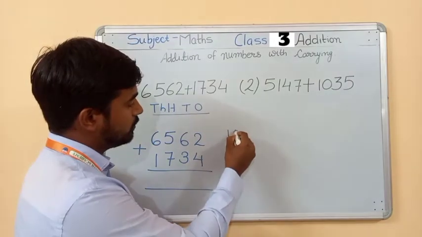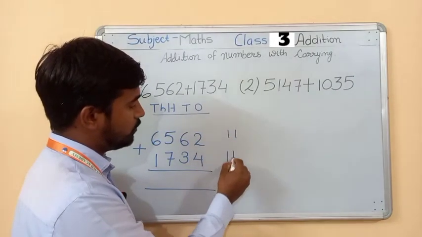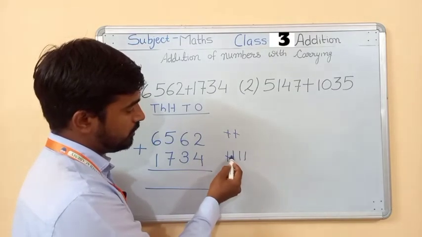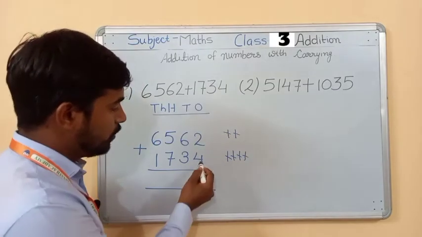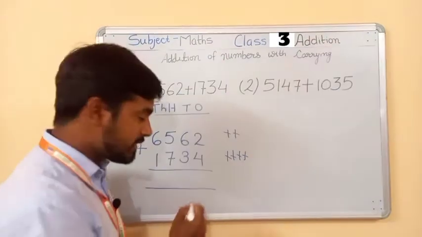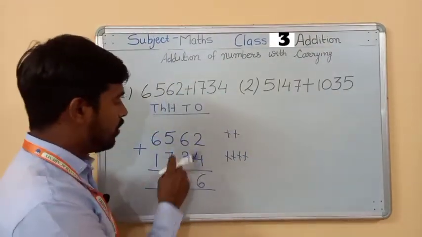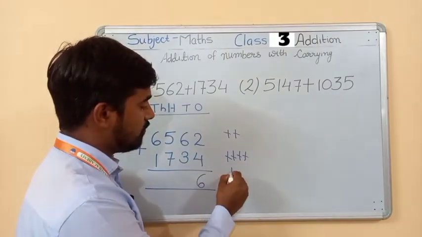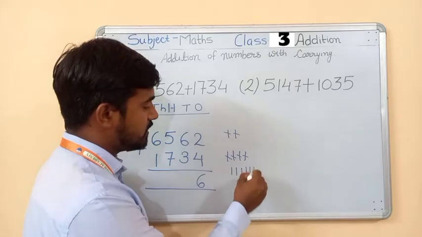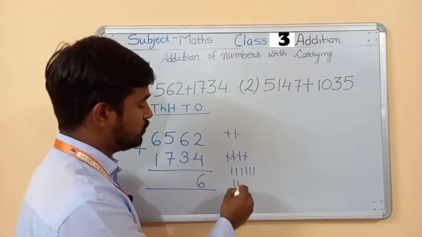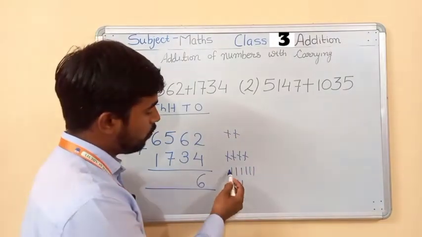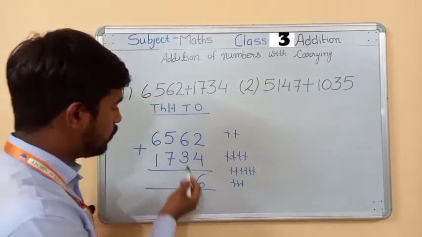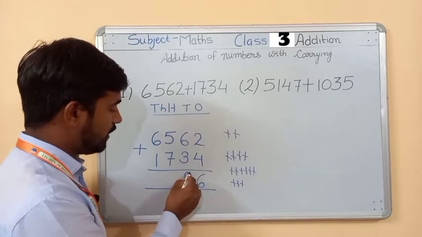How to add? Draw 2 lines. Now draw 4 lines. 1, 2, 3, 4. Add these lines: 1, 2, 3, 4, 5, 6. So 4 plus 2 is 6. Now add 6 plus 3. First draw 6 lines, then draw 3 lines. Add these: 1, 2, 3, 4, 5, 6, 7, 8, 9. So 6 plus 3 is 9.